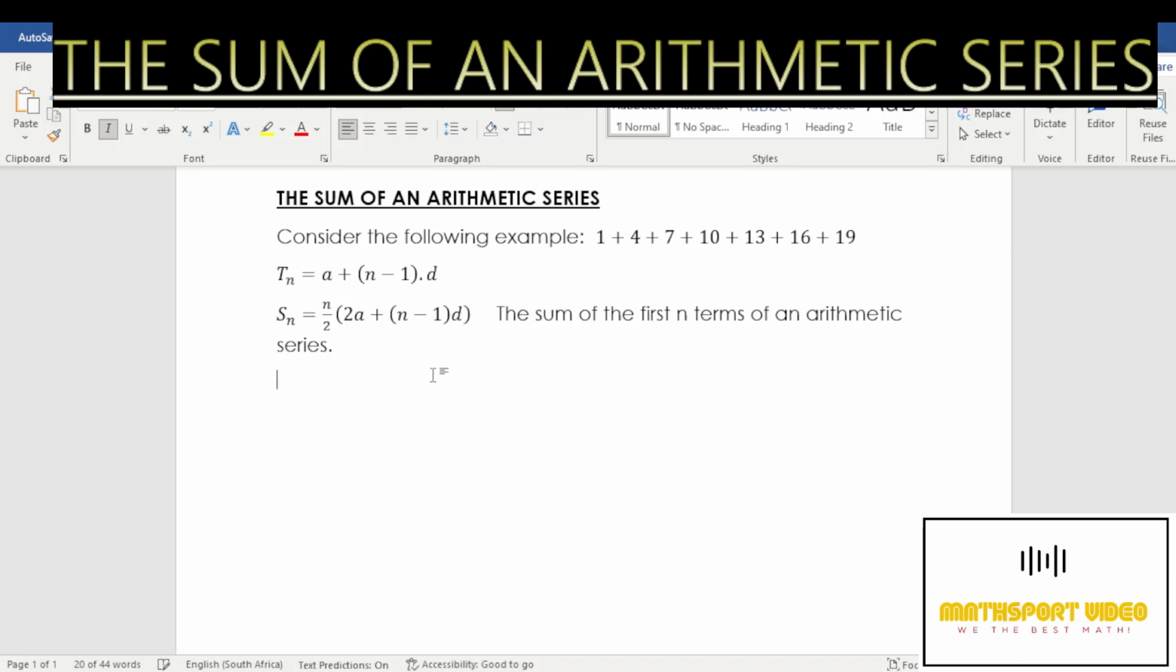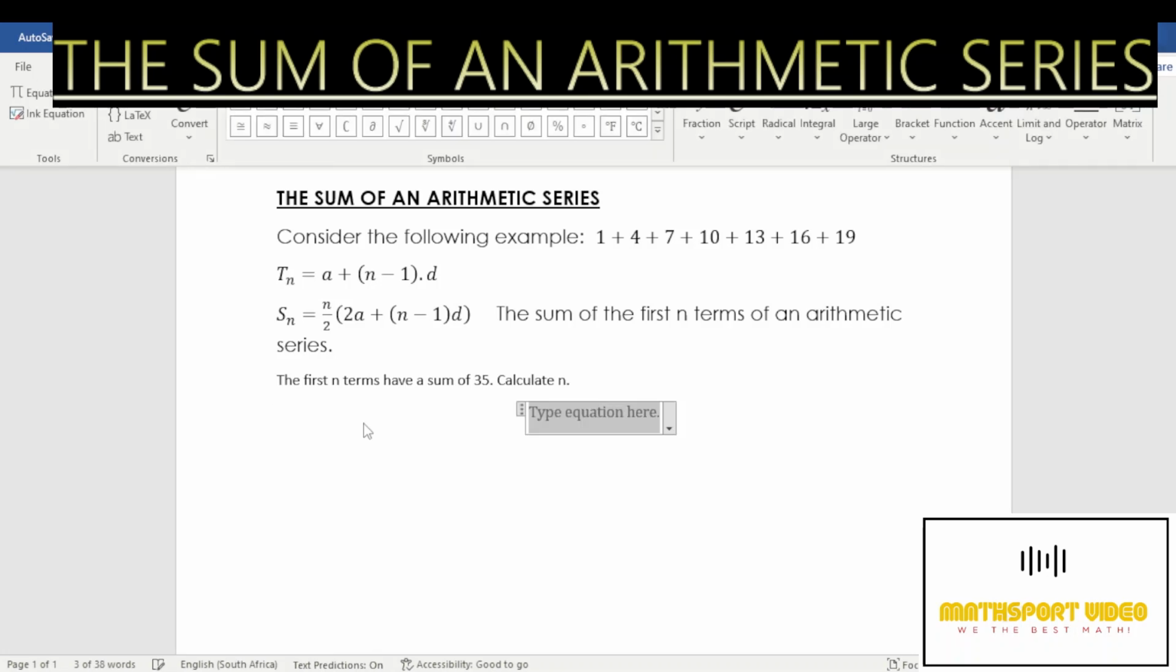Now, we could also have a situation where we would like to work backwards. For instance, what if the question said something like this? The first n terms have a sum of 35, and then the question is: calculate n. Oh okay, so in that case, what are we going to do? We're going to first write out the formula: n over 2 times 2a plus n minus 1 times d. And that is your sum, which is going to have to equal 35.